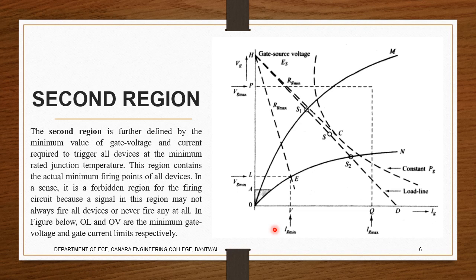It might not always fire all the devices, and might never fire any at all. It is just the minimum required to make it work. In the next moment, it is on. The voltage has to be set up, or the minimum current has to be kept, to make the device ready and make it on. Understood? So next, the third region.